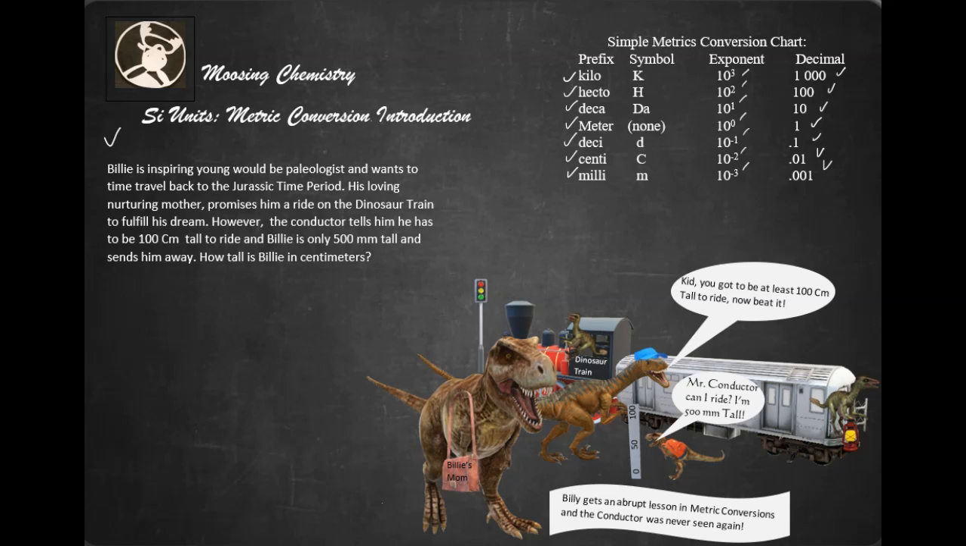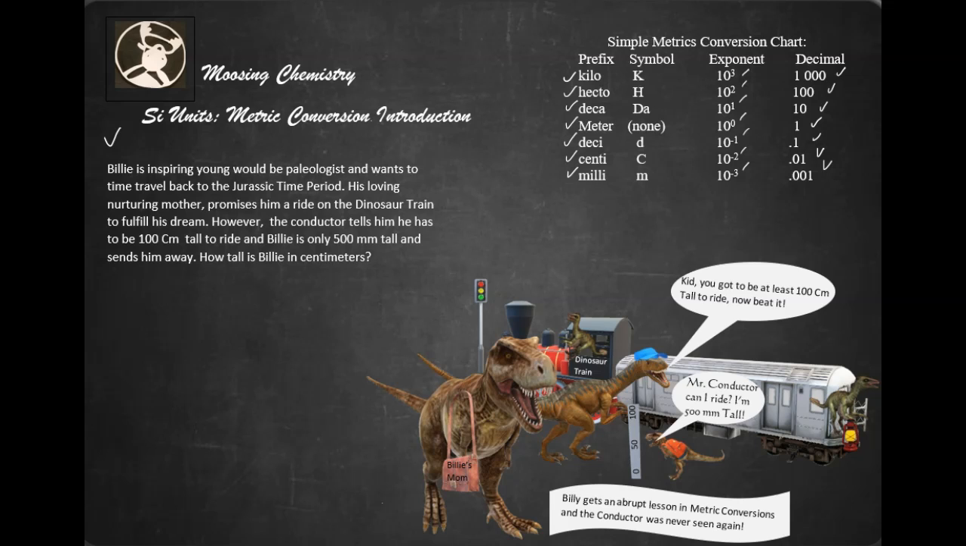Billy is an aspiring young would-be paleontologist and wants to travel back to the Jurassic time period. His loving, nurturing mother promises him a ride on the dinosaur train to fulfill his dream. However, the conductor tells him he has to be 100 centimeters tall to ride, and Billy is only 500 millimeters tall, and sends him away. How tall is Billy in centimeters?